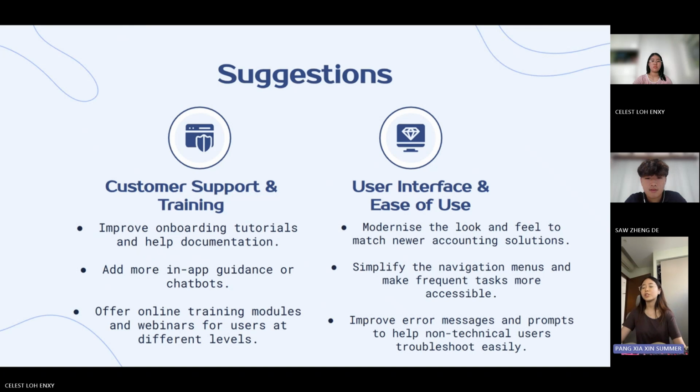messages and prompts to actually help the non-technical users to troubleshoot easily, such as when they are keying in the accounts payable, sometimes they may have typos. So having this will actually help them to minimize the errors.